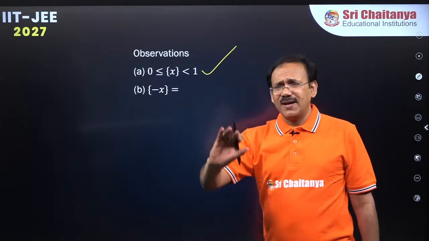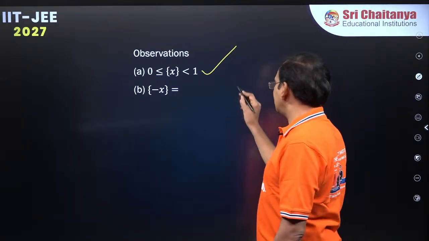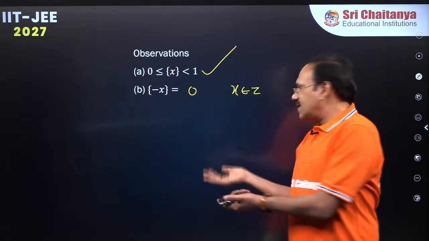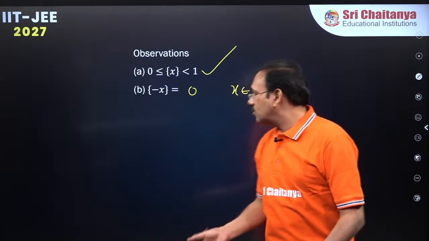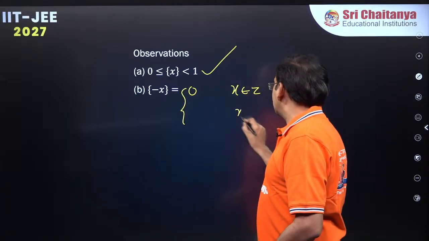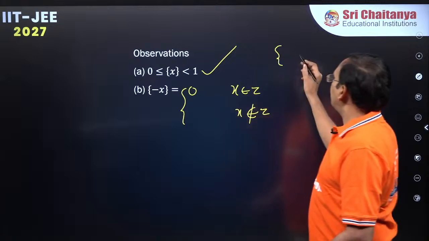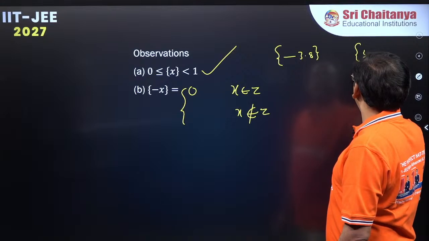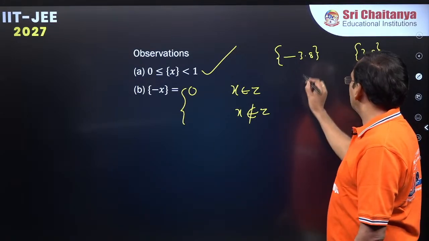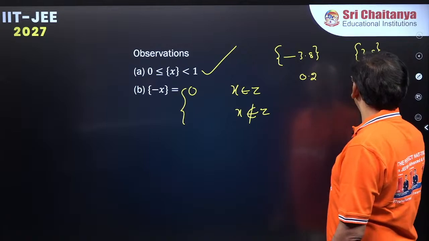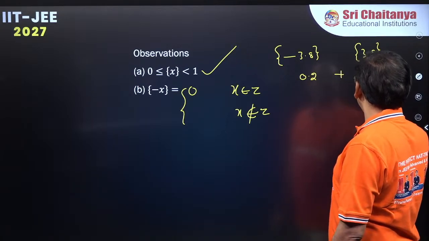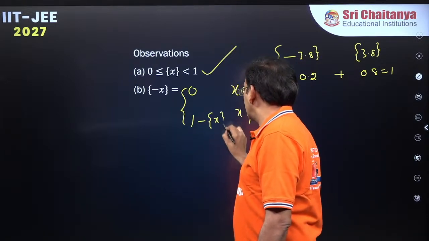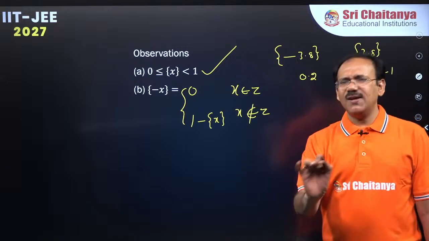So, fractional part of minus x is a very important one, dear students. Suppose x is an integer, this is 0 only, no? Because if x is an integer, minus x is also an integer, so this is 0. Now, what if x is non-integer? Fractional part of minus 3.8 and fractional part of 3.8, just observe the difference. Here it is 0.2, this is 0.8. Sum of these two is 1. So, friends, I can write this is 1 minus fractional part of x. Do remember, a very important point.